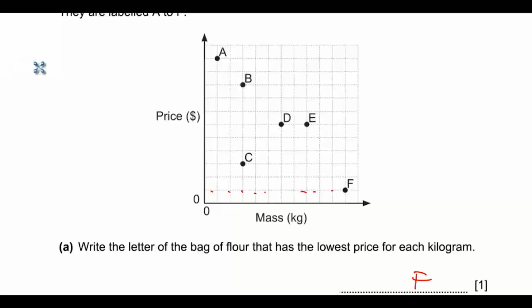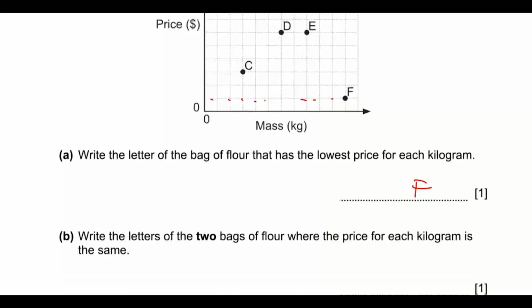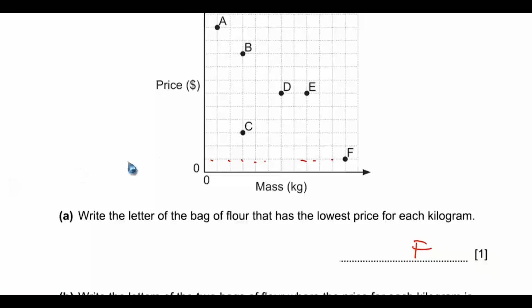Okay, so let's go to the next question. Write the letters of 2 bags. Take note of these 2 bags of flour where the price for each kilogram, look at this statement, it is very important, is the same. So don't be carried away by this. Some students could pick this because the price of D here is about 1, 2, 3, 4, 5, 6. So D is $6 and E is also $6. But that is not what the question asked you.